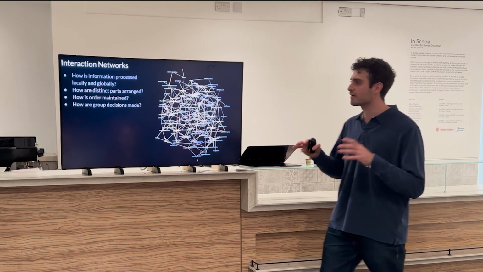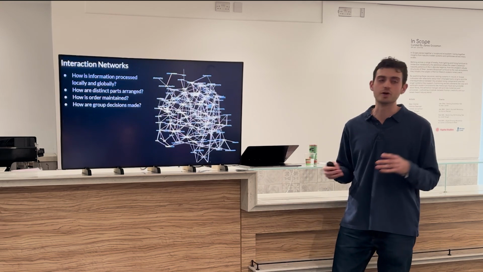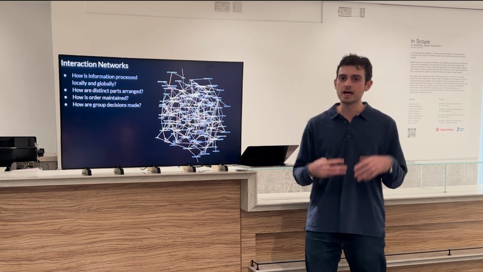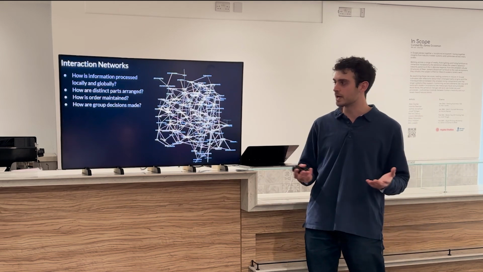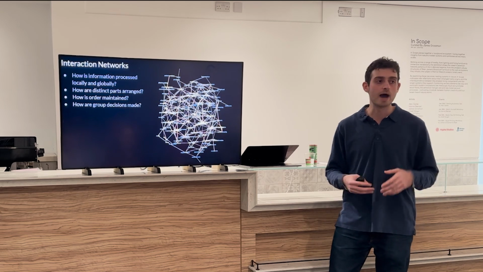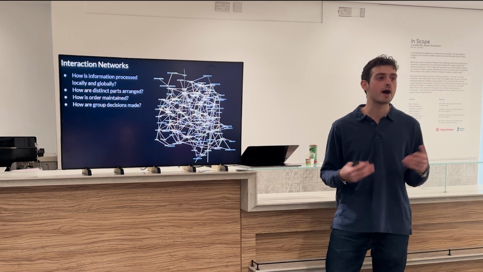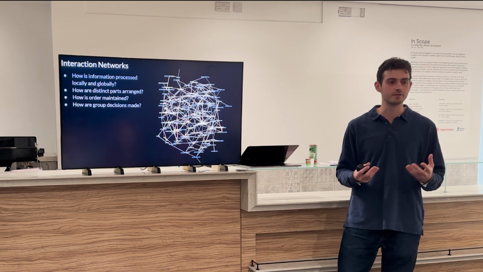And the kind of abstract model that we can take for all of these systems, hopefully, is this idea of interaction networks. Because that allows us to ask these questions of very disparate systems, like how is information processed locally and globally? How are the distinct parts arranged? How is the order maintained? But also how are group decisions made? So how do these little parts achieve some kind of consensus?